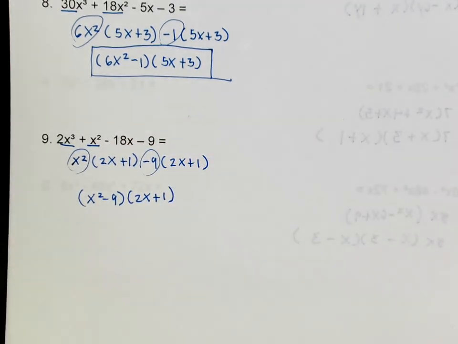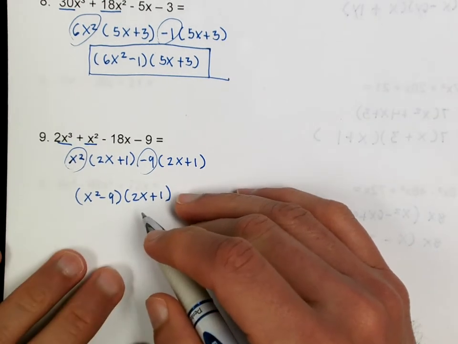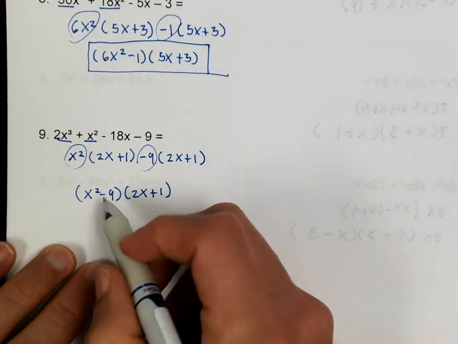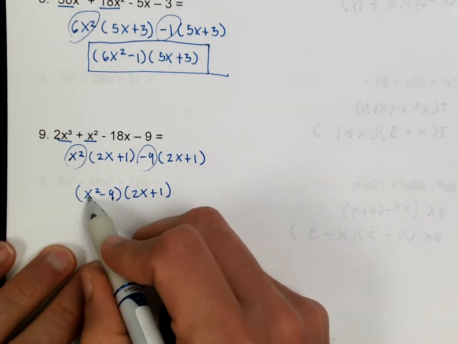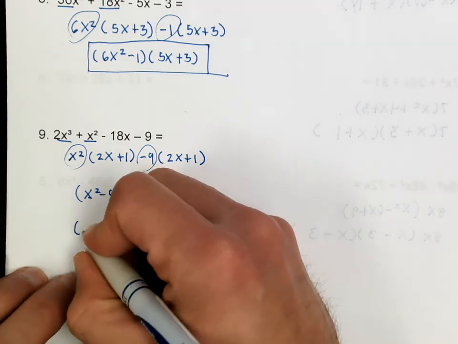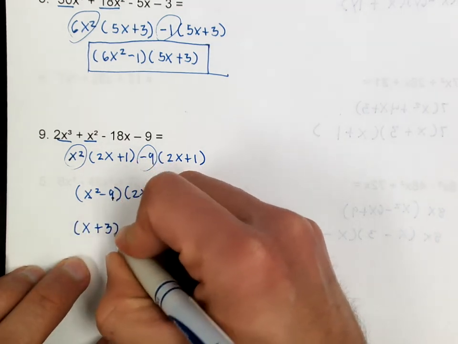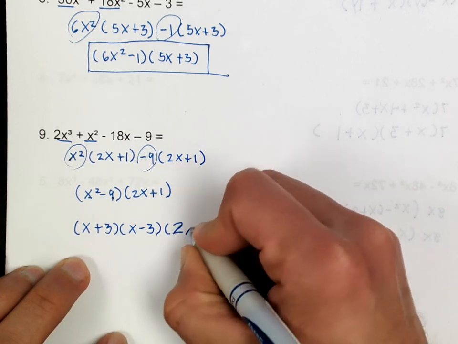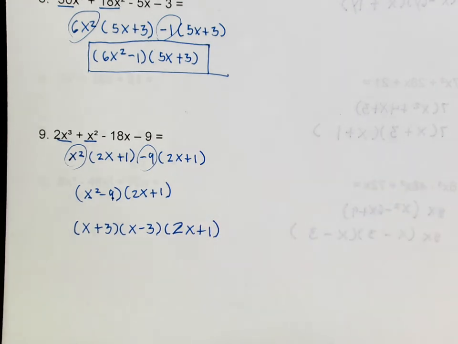Okay? Now that I have those two, check each factor that I just got, and see if you can factor one more time. 2x plus 1 definitely can't, but x squared minus 9 you can. This is a difference of squares. Remember, this is a square number, and this 9 is square number 2, technically. Alright, so to factor that would be x plus 3 times x minus 3. And this would be 2x plus 1. Alright, so that's it for that.